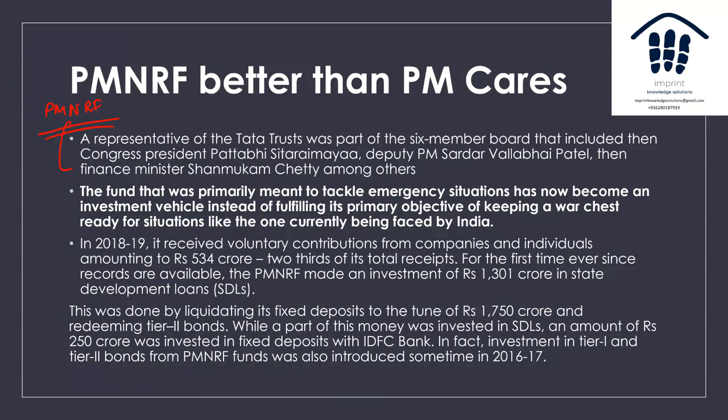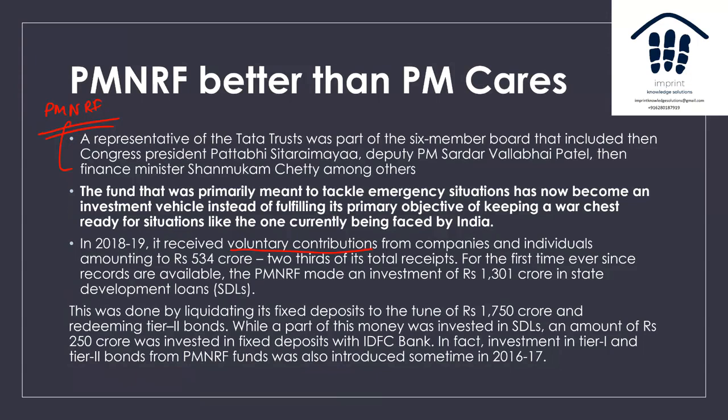अब ये आइडिया है कि PMNRF इन वॉलंटरी कंट्रीब्यूशन कम लेता है, राइट? इफ यू लुक एट इट इन 2018-19 सिर्फ 534 करोड़ लिए हैं, राइट? बट ये इन्वेस्ट कर रहा है इन स्टेट डेवलपमेंट लोन्स. Okay, tier 1, tier 2 में investment कर चुका है, tier 1 bonds, tier 2 bonds, right? So this is what is happening.